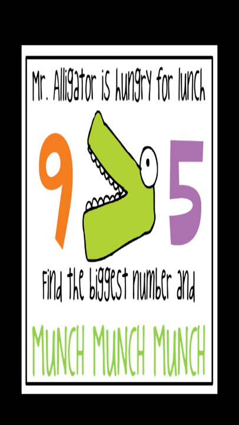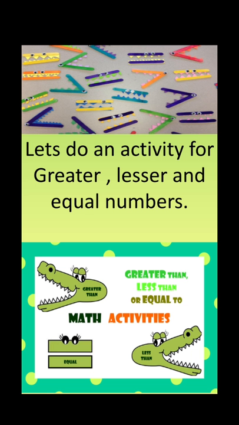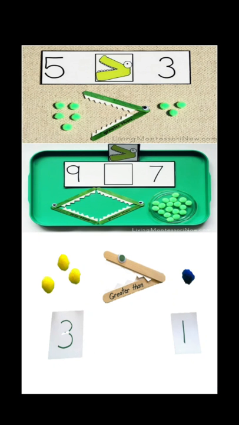Now earlier 3, we have done one activity in our class. Let's do an activity for greater, lesser and equal numbers. What we have done in our class, we have taken 4 ice cream sticks first and we have made the mouth of Mr. Alligator. We have made the symbol of the greater and lesser sign. And with 2 ice cream sticks, we made the equal sign.